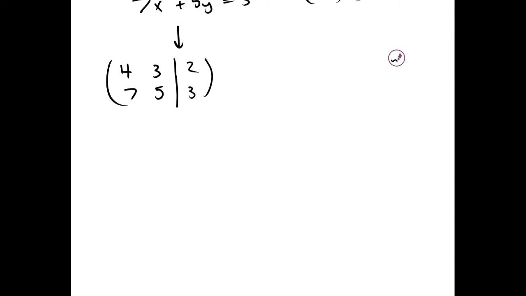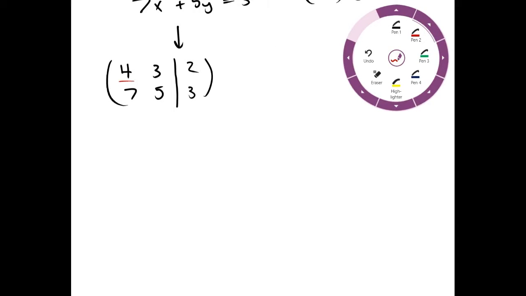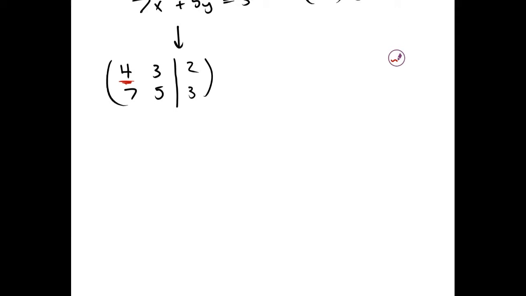So our first step is to get this number here, we're going to make that a 1. So we can do 3 operations. We can scale rows by multiplying them by a constant. We can swap rows, and we can add multiples of rows to each other. So the first thing we're going to do is multiply the first row, R1, by 1/4. That gives us 4 divided by 4, which is 1, 3 divided by 4, and 2 divided by 4, which is 1/2. This bottom row stays the same. We didn't do anything to it.